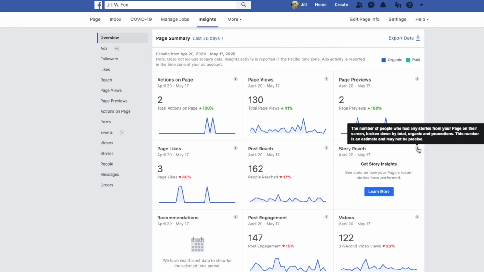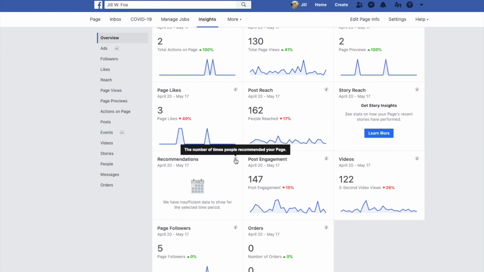And story reach is how many times people viewed your story. Now, again, as you can see here, it says it may not be precise, but how many times did it show up on somebody's screen? Again, were they scrolling super fast? Did they see it? Did they glaze over it? Were they on the phone and didn't notice? These are not hard data numbers.